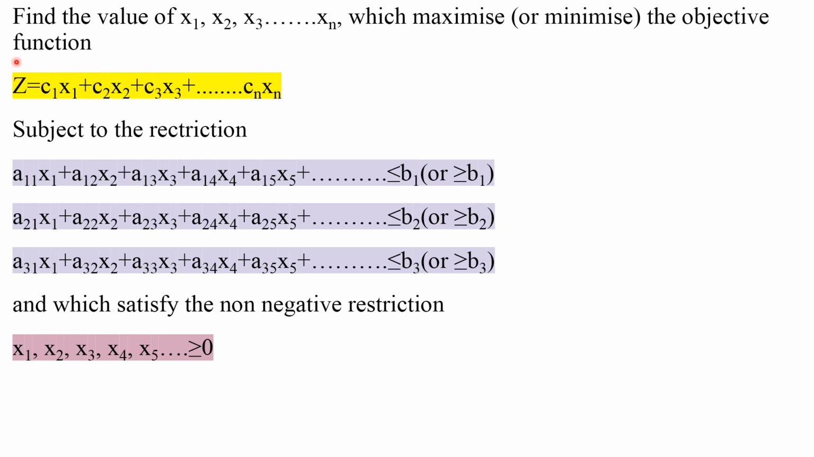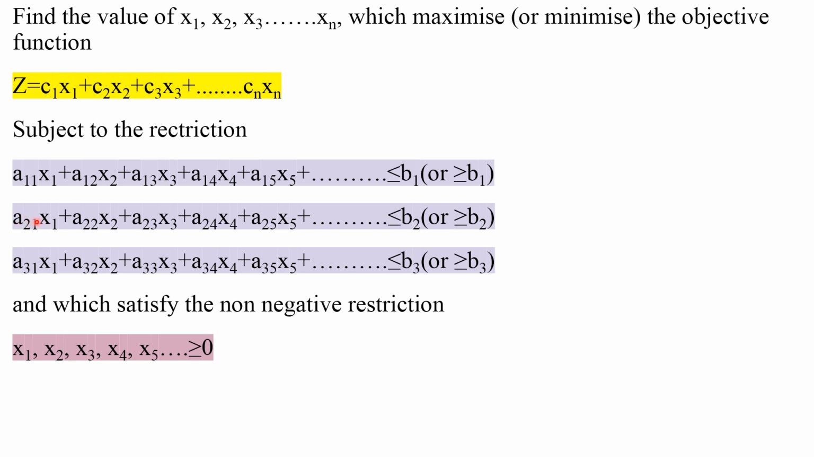Objective function means in terms of z it is given as z equals c1 x1 plus c2 x2 plus c3 x3 up to cn xn, where c1, c2, c3 are constants. Subject to the restriction means the equation is given in a less than or equal to type, maybe a greater than or equal to type, sometimes in an equal to type. So a11 x1, a12 x2, a13 x3, which is less than or equal to b1. Here a11, a12, a13, a14 are all constants.